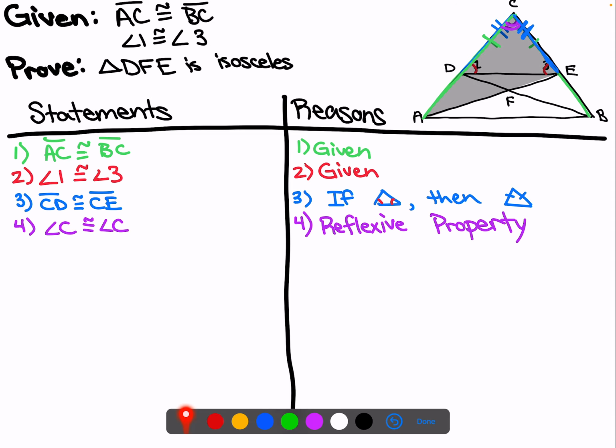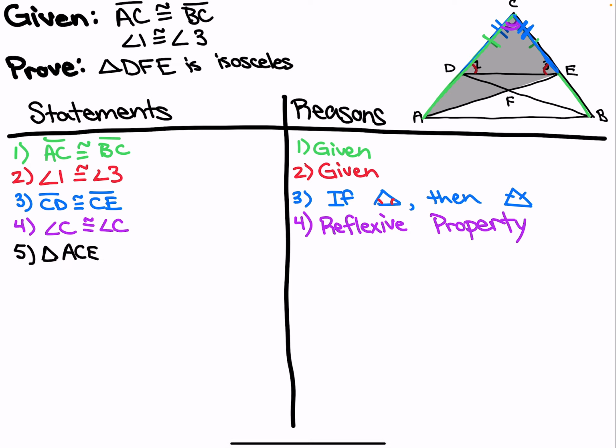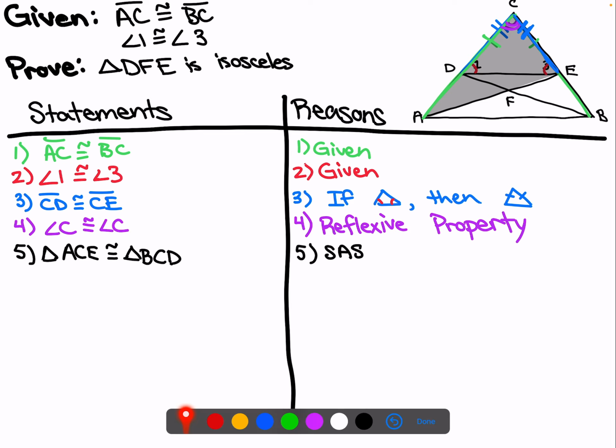So looking at this, I can now say that triangle ACE is congruent to triangle BCD by green side, purple angle, and then blue side. So again, triangle ACE is congruent to triangle BCD by side, angle, side. Now, if those two triangles are congruent, I'm trying to prove that this triangle in the middle, triangle DFE, is isosceles. So I'm going to use information to help further along this smaller triangle.